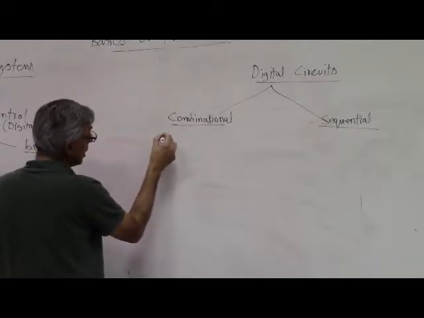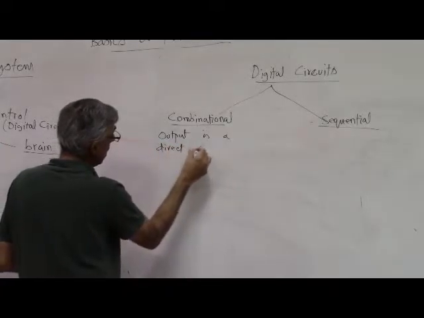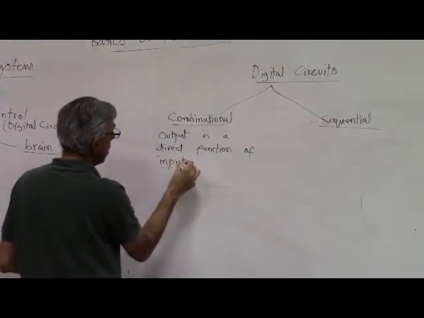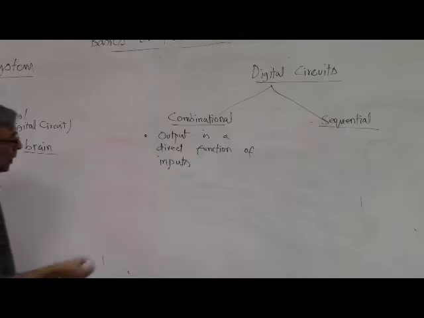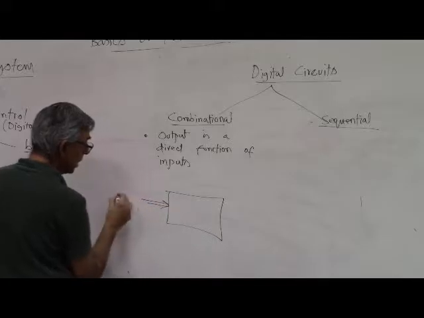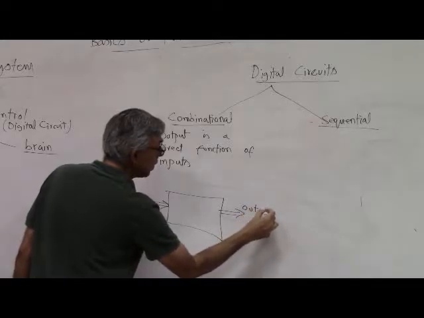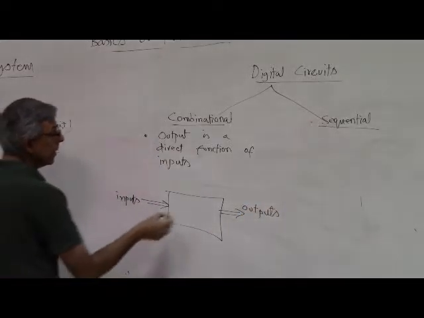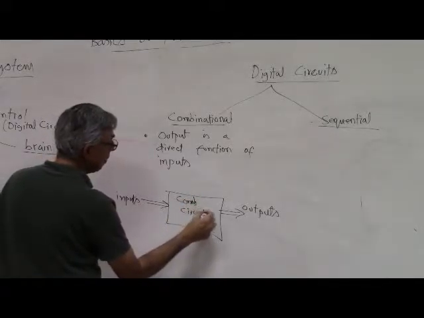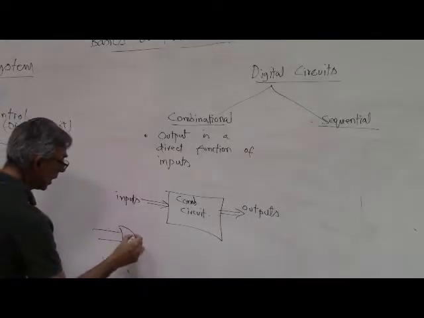In a combinational digital circuit, output is a direct function of inputs. So for example, you'll be given some criteria. You'll be given some inputs, and you'll be expected to produce some outputs. And this is our combinational circuit. Let me just give you a simple example of it. What if I gave you some circuit like this?